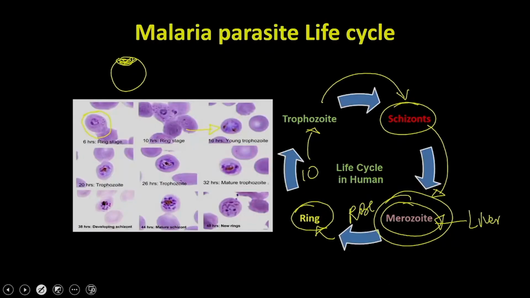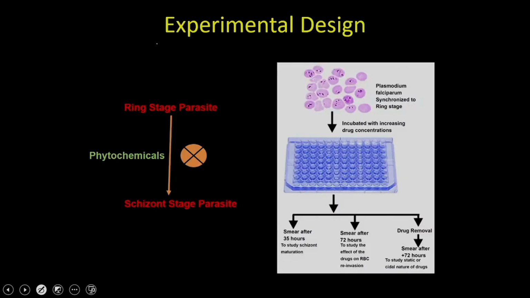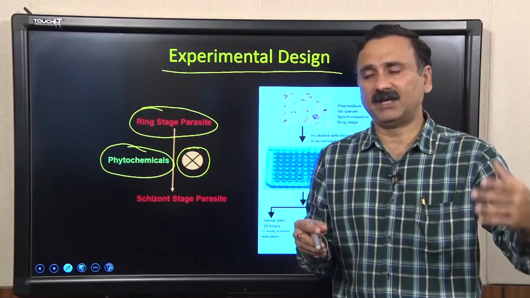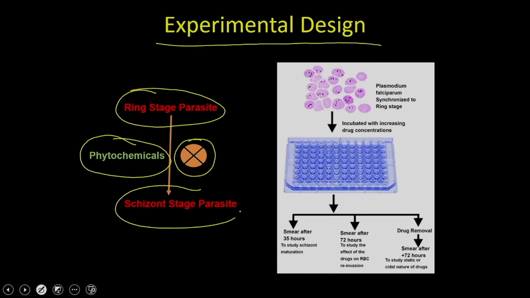What we really want to know is, if we treat this particular culture with the phytochemicals, whether the parasite is still going to complete its life cycle or not. The experimental design is very simple: you take the ring stage parasites, incubate them with the phytochemicals, and ask whether it inhibits the transformation of the ring stage parasites to the schizont stage parasites.